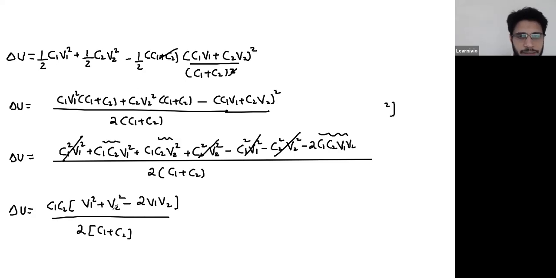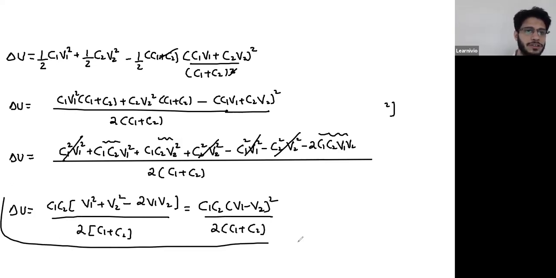Can I combine these terms and write them as a single term? V1 square plus V2 square minus 2 V1 V2. Is it a whole square of something? Yes, A minus B whole square. So that's C1 C2, V1 minus V2 whole square, divided by twice. So this is the loss in energy.